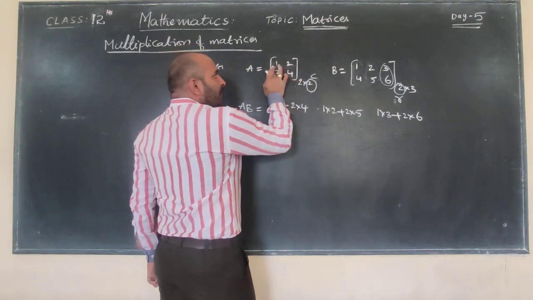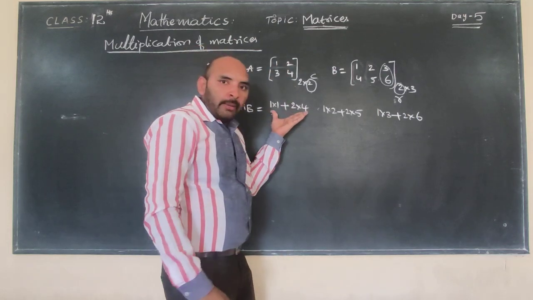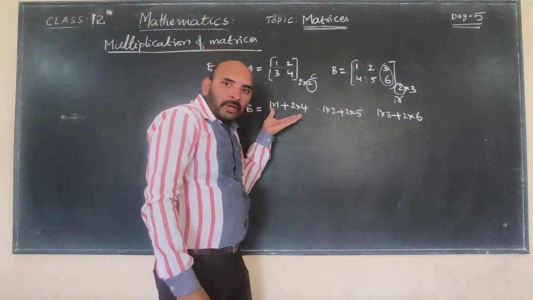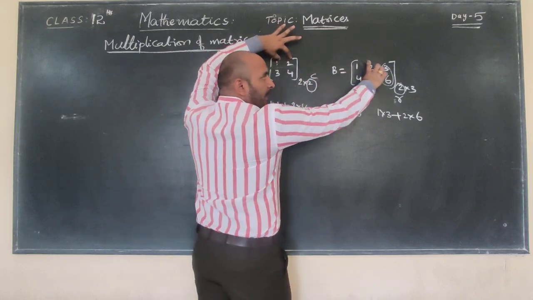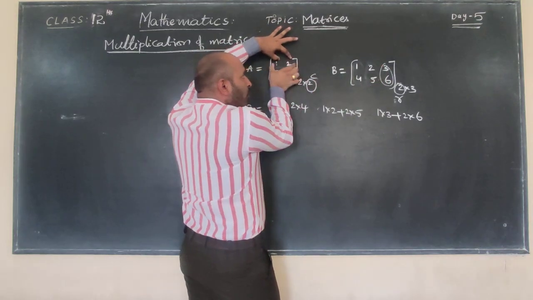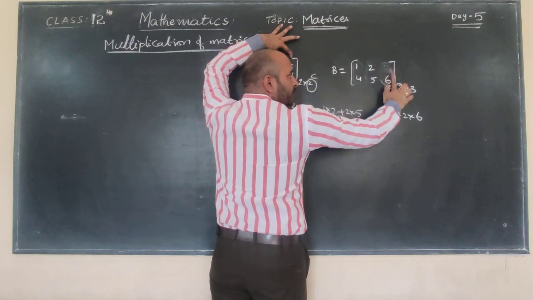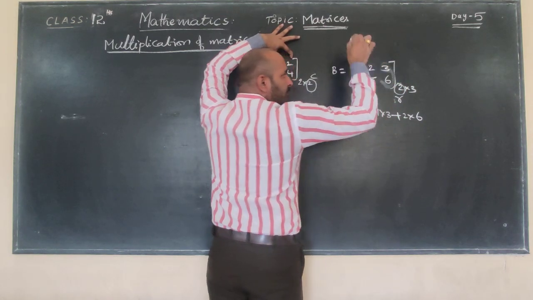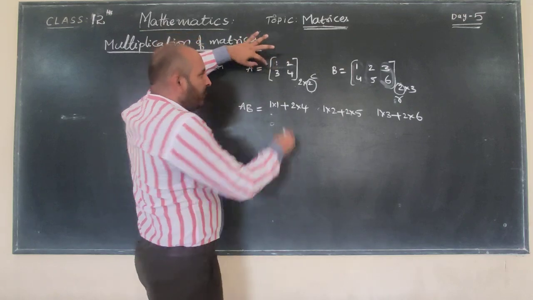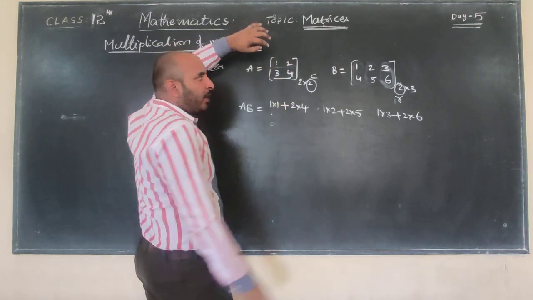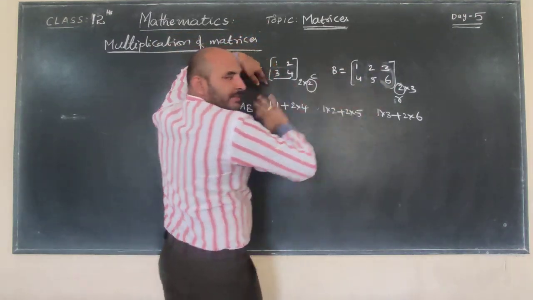Next, here this is the element position. First row with first column completed. First row multiplied with second column elements, and first row with third column elements also completed. So now coming to the second row. Second row with first column, second column, third column, same procedure.